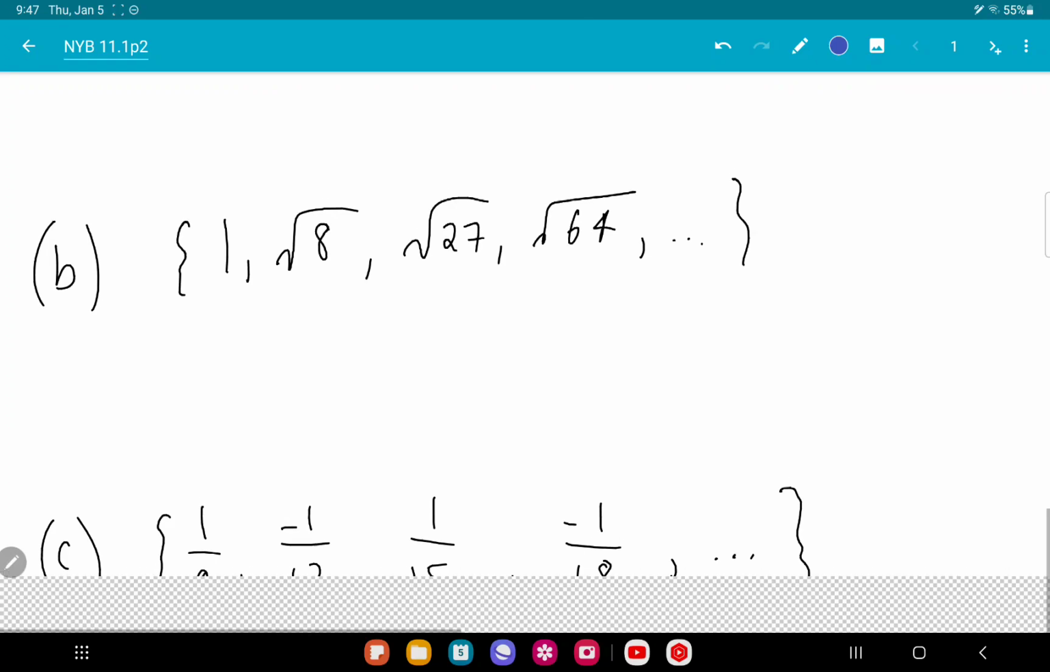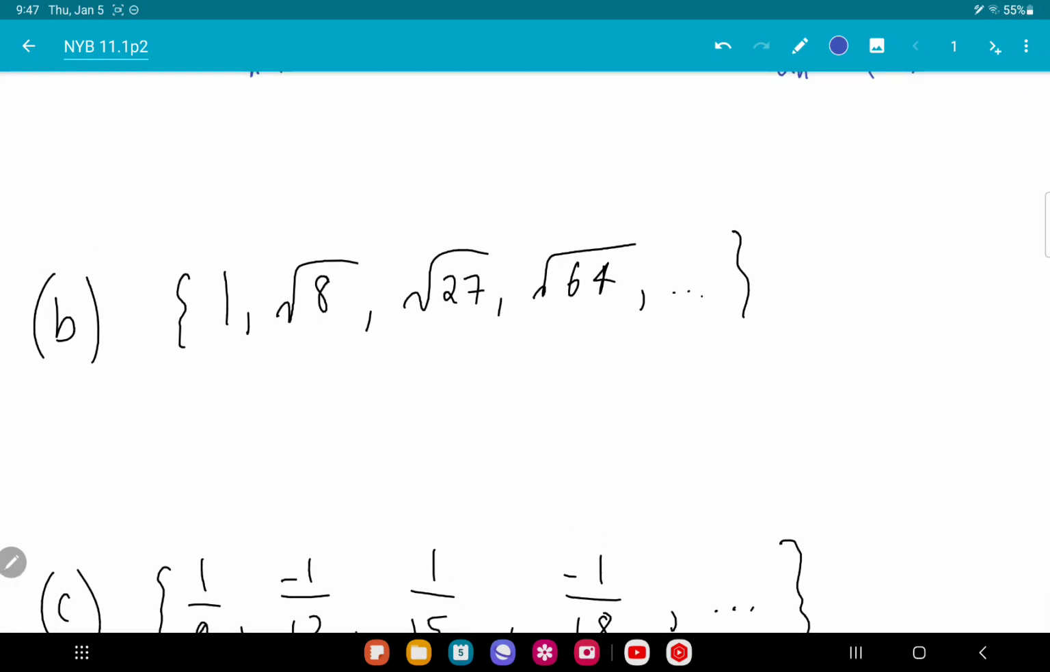B. What is the pattern here? Well, I got a square root. It appears to be every time. The square root of 1 is just 1, so if you want to throw a square root on that first one, why not? So I start with the square root. That's one thing. And then what's happening inside? What are these? Well, you gotta recognize the pattern. These are cubes. So it looks like n cubed.